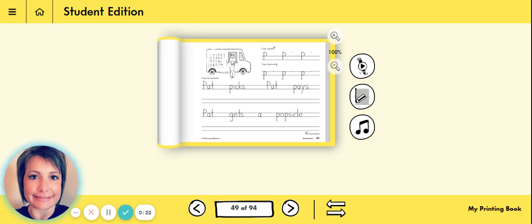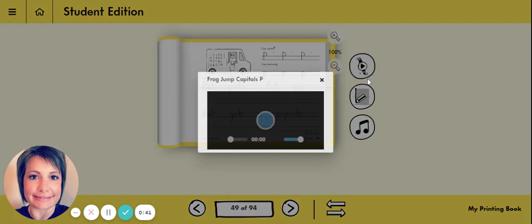You're going to first start at the top by practicing the capital letter P. And let's watch a quick video reminding us that the letter P is a frog jump letter. Remember, we talked about that earlier in the year. Let's see if we can remember how to make a frog jump capital letter P.